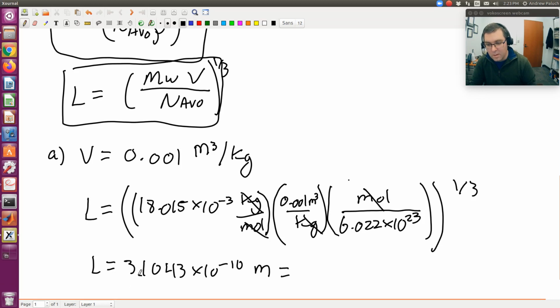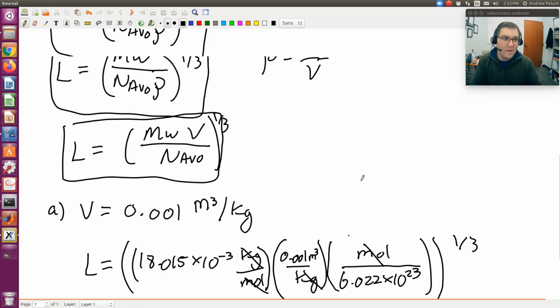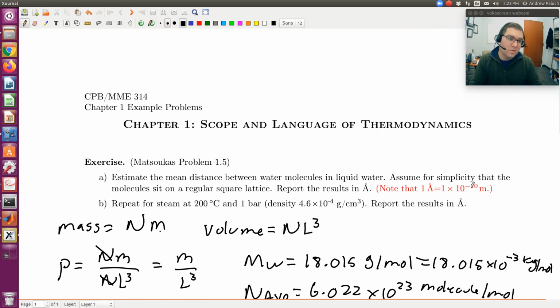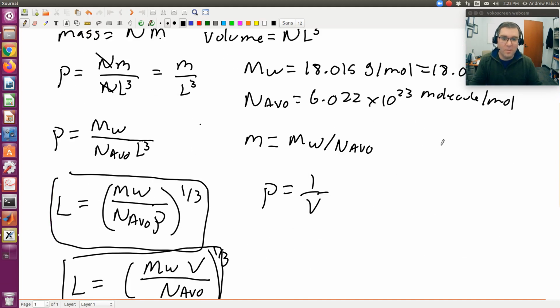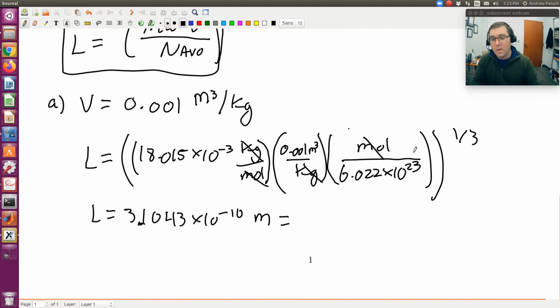Now the problem statement told us to use angstroms. An angstrom is equal to 1 times 10 to the negative 10 meters, a molecular distance. It's not SI. If you wanted SI units, you would use nanometers, which is 1 times 10 to the negative 9 meters. But we're told to use angstroms, so that would be 3.1043 angstrom.